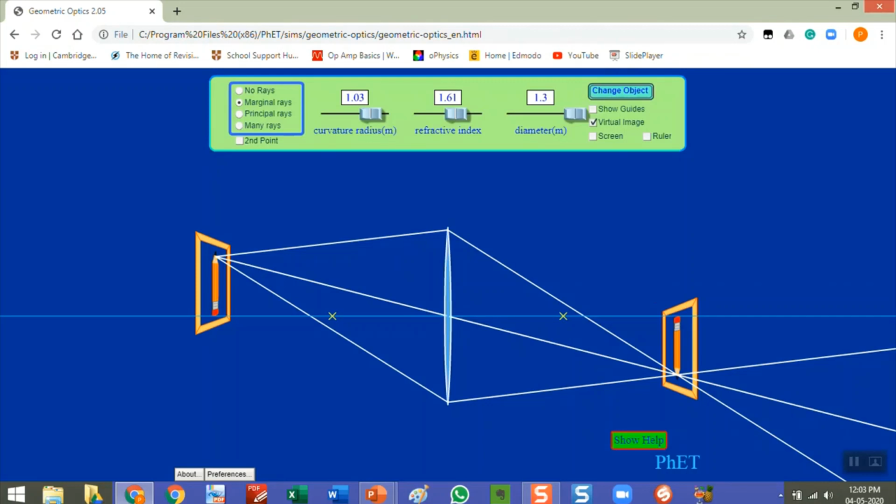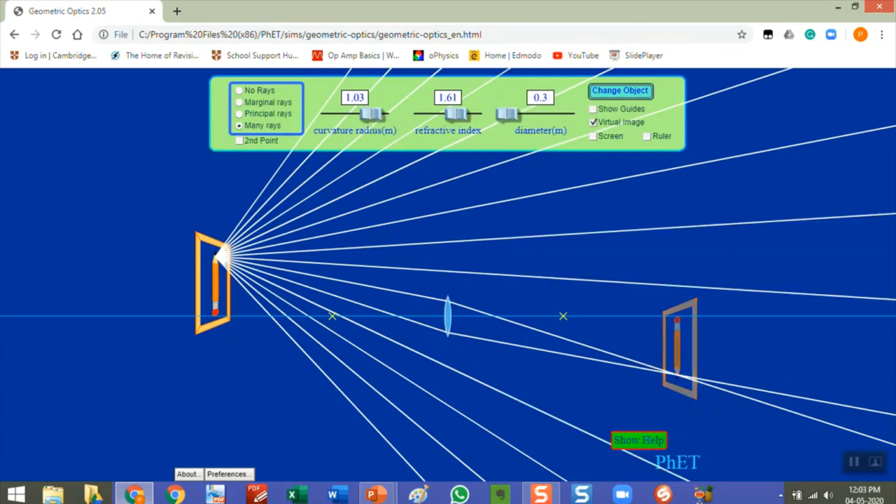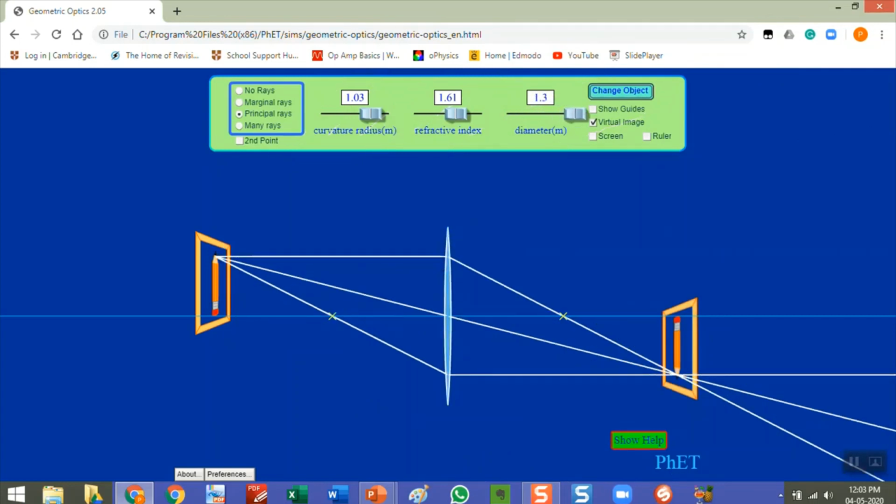So if we have many rays coming through, the diameter of the lens, or basically the size of the lens, determines how many light rays go through. But we will only be looking at our principal rays. There are obviously more light rays.